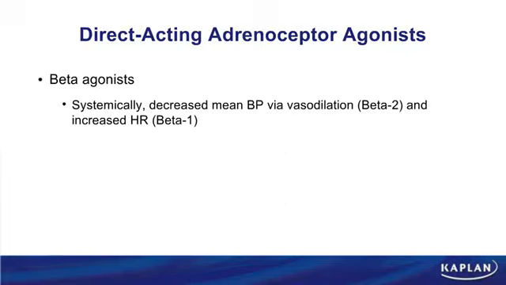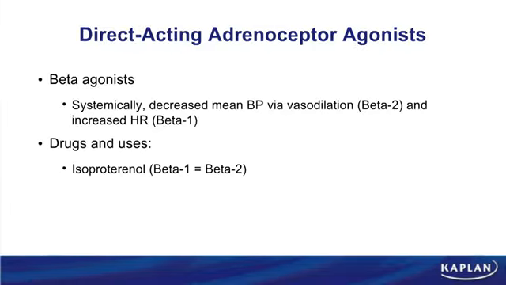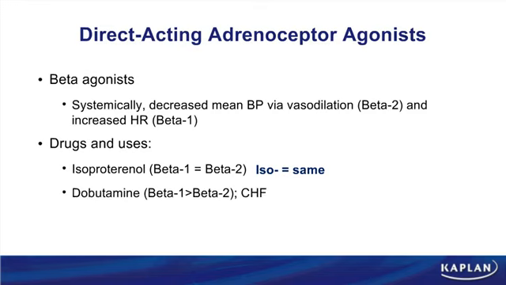When we look at the different beta agonists, we start with the drug isoproterenol. If I remember, the prefix iso means same. Iso means the same. This drug isoproterenol has the same action on beta-1 as it does on beta-2. So it's a beta-1, beta-2 agonist. Dobutamine, however, is much more beta-1 selective. So we consider this drug for cases of heart failure where we want the specific beta-1 positive inotropic effect.